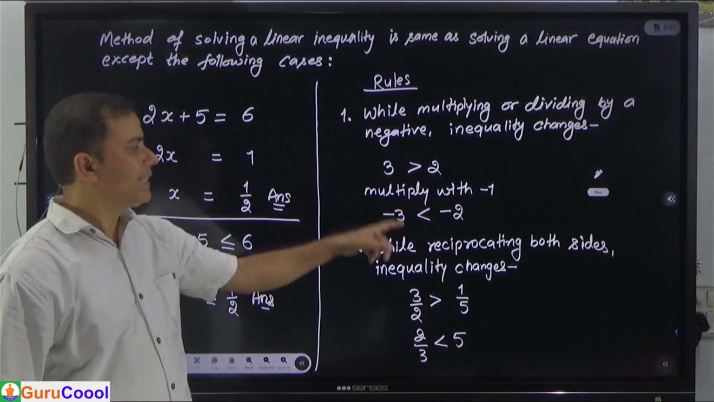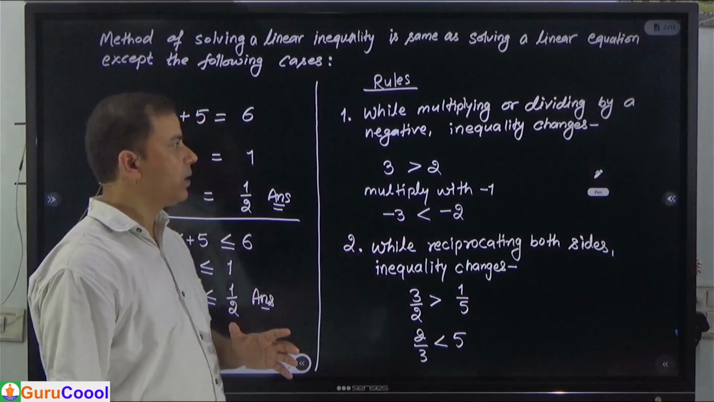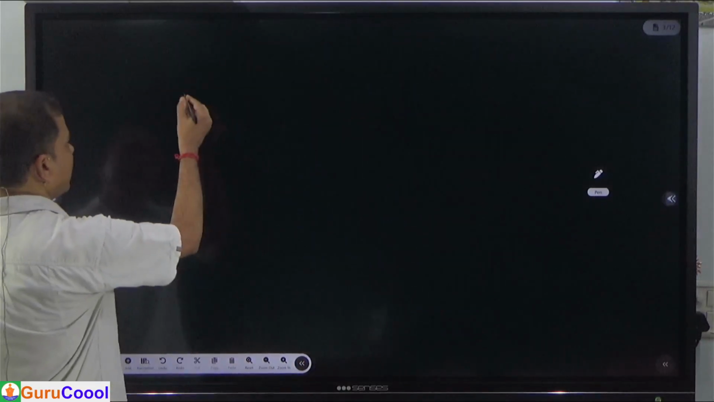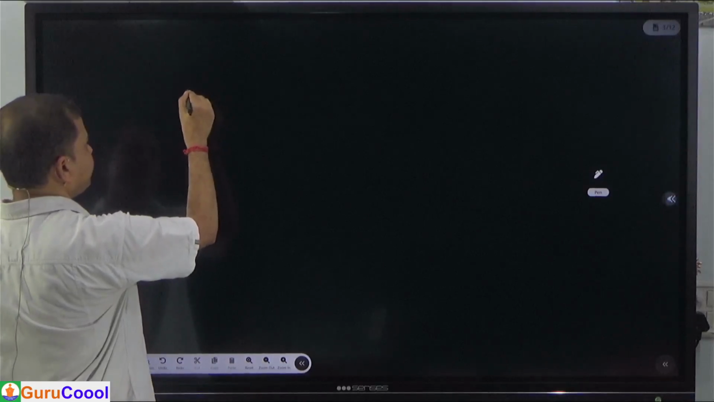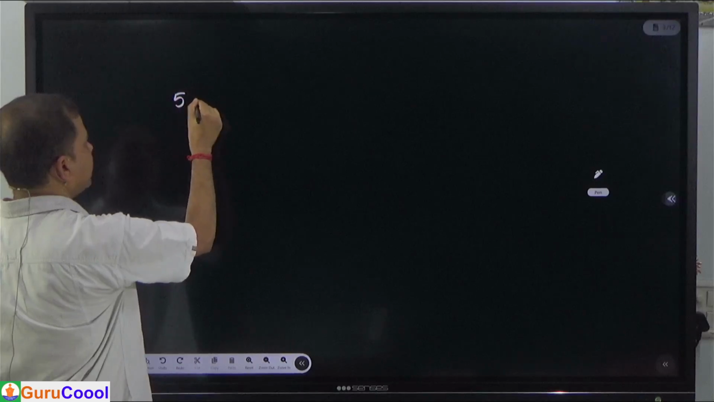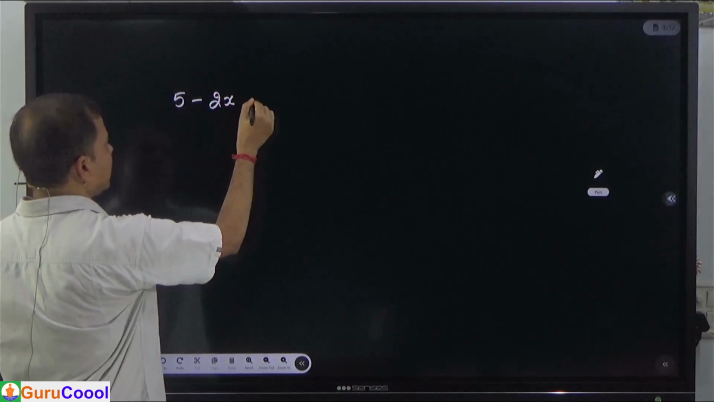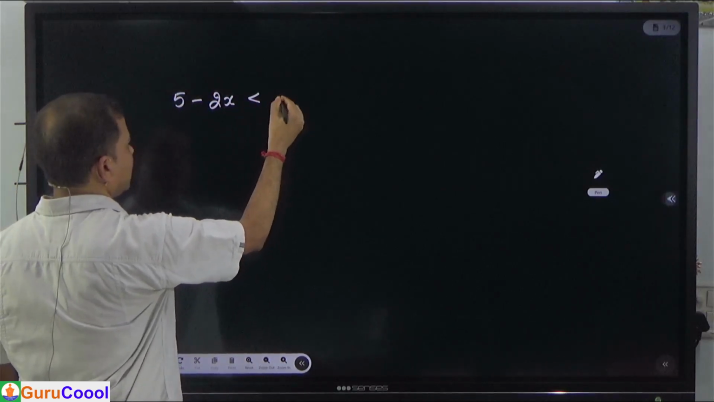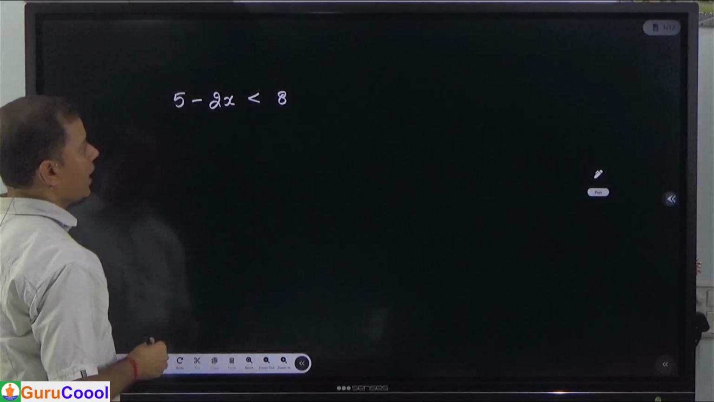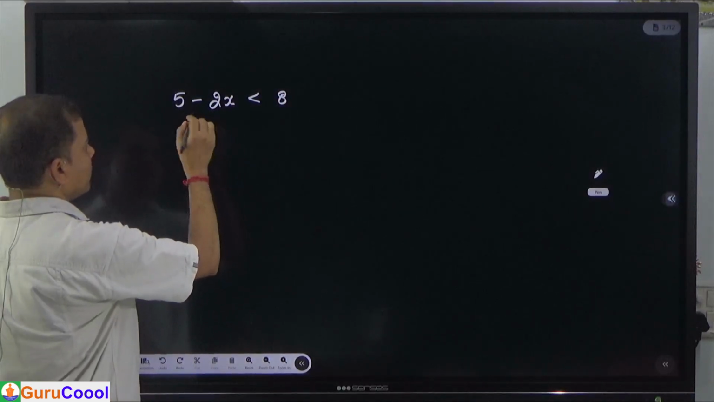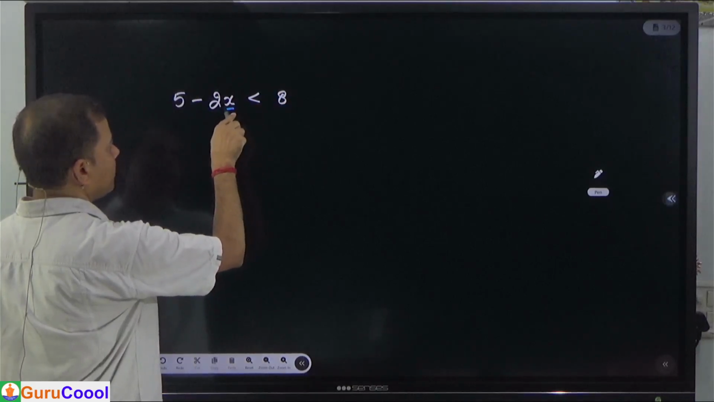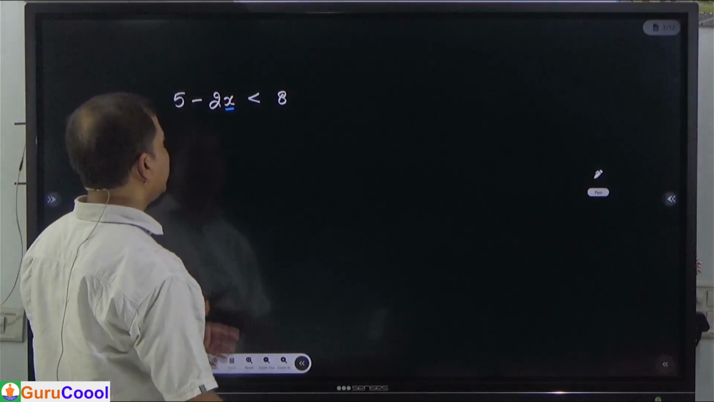So these are the two cases you need to take care whenever you are handling an inequality. For example, see here, 5 minus 2x is lesser than, let's say 8. This is the inequality and we have to solve. So first let's transpose 5 to the other side, because we have to keep x alone here.